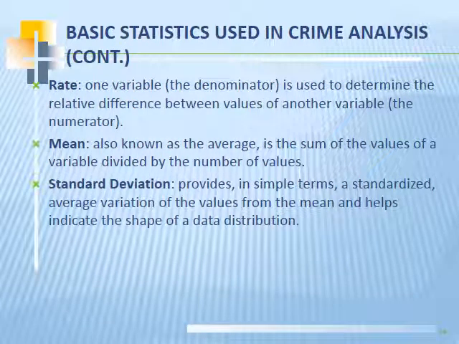A rate is another statistic that is derived from frequency. In calculating rate, one variable, the denominator, is used to determine the relative difference between values of another variable, the numerator. The mean, also known as the average, is the sum of the values of a variable divided by the number of values. It is used with ratio or interval level variables. The standard deviation is the standardized average variation of the values from the mean and helps indicate the shape of a data distribution and determine outliers.